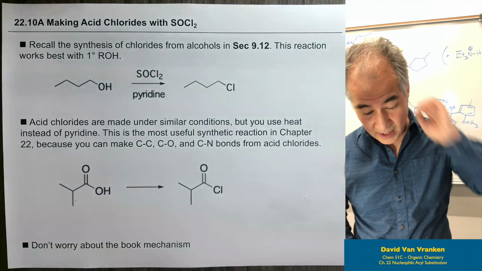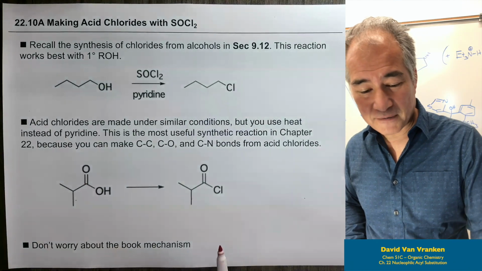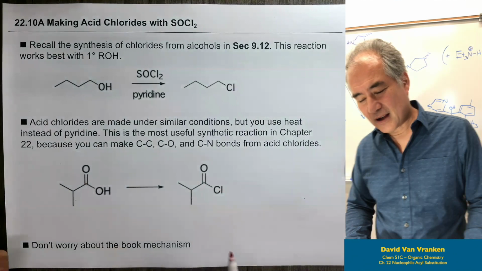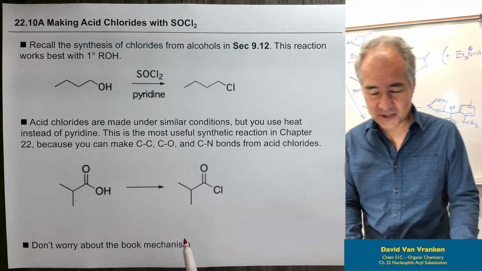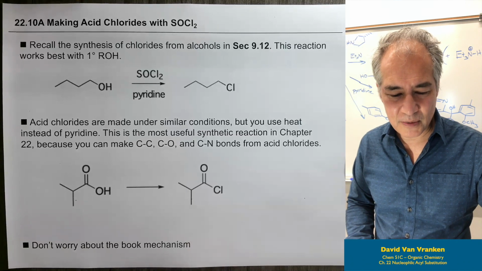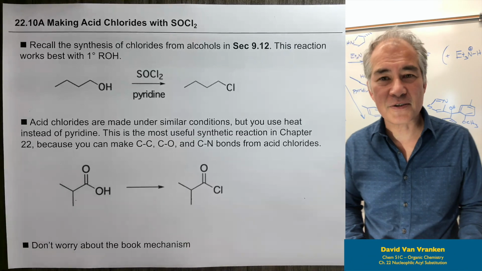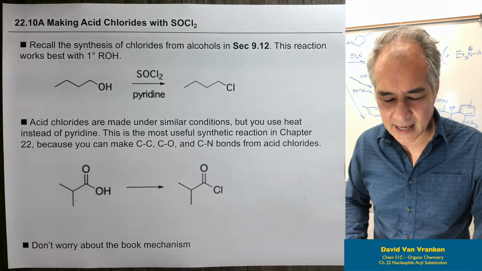Well, I can't resist talking about acid chlorides first. I feel like I have to follow the order of the book. I'll get to that mechanism for making carboxylic acids into esters in just a minute. But we have to talk about this reaction that I already mentioned to you when I gave you the list of reactions for this chapter. And that is how to make carboxylic acids into acid chlorides.